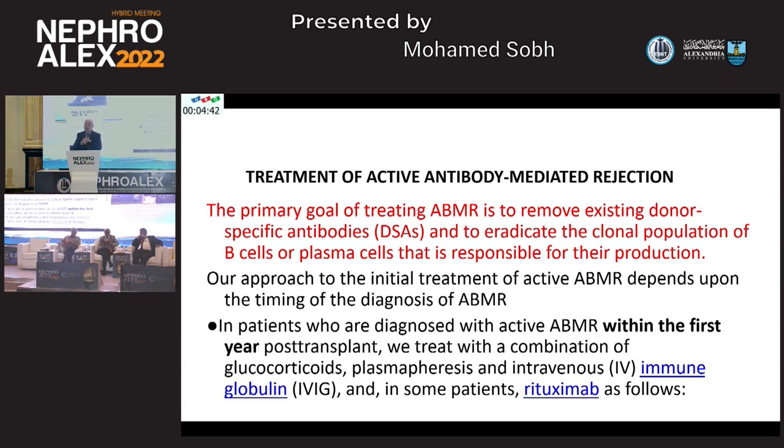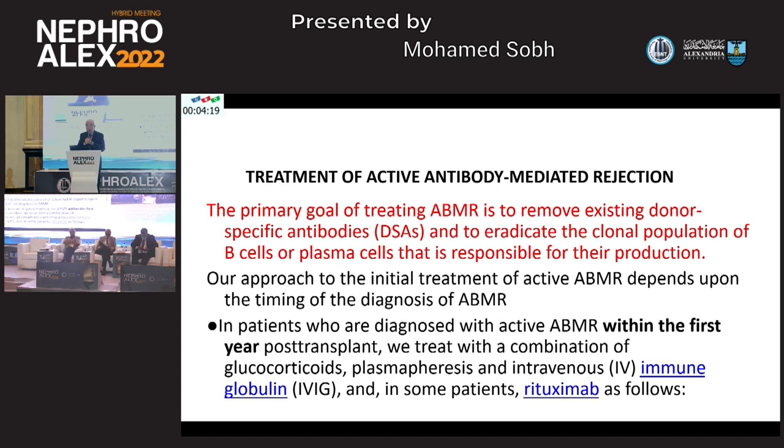Now we come to the other category of rejection, which is treatment of active antibody-mediated rejection. The primary goal of treatment of antibody-mediated rejection is to remove existing donor DSA in the circulation by plasma exchange, and to eradicate the clonal population of B cells and plasma cells that is responsible for their production.